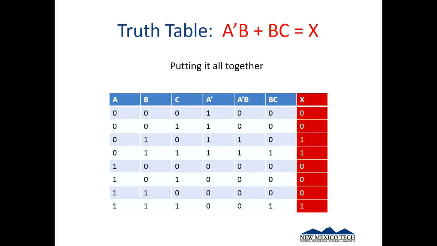Then for the final column, I can take that and that, and we just put an OR between them. All right, 0 or 0 is 0. That's boring. 0, 0, 0. 1 or 0 is 1. 1 or 1 is 1. 0, 0 or 0, 0. 0 or 1 is 1. So that's how we can build these tables. We can look at a complicated equation and break it into something that makes a little more sense.